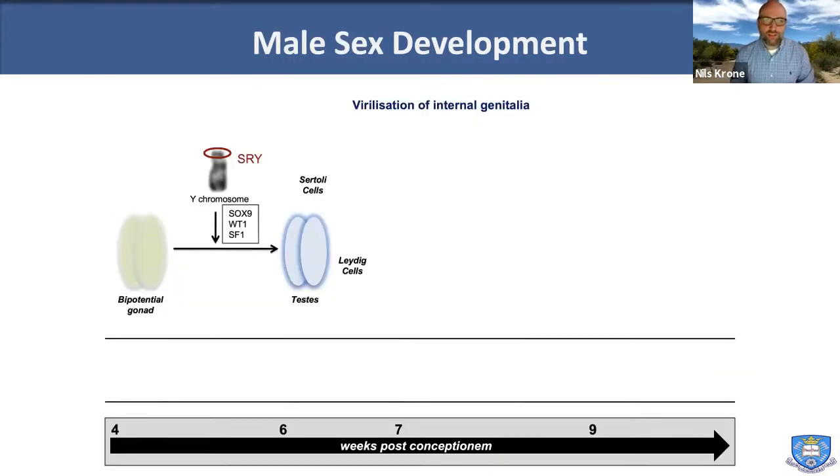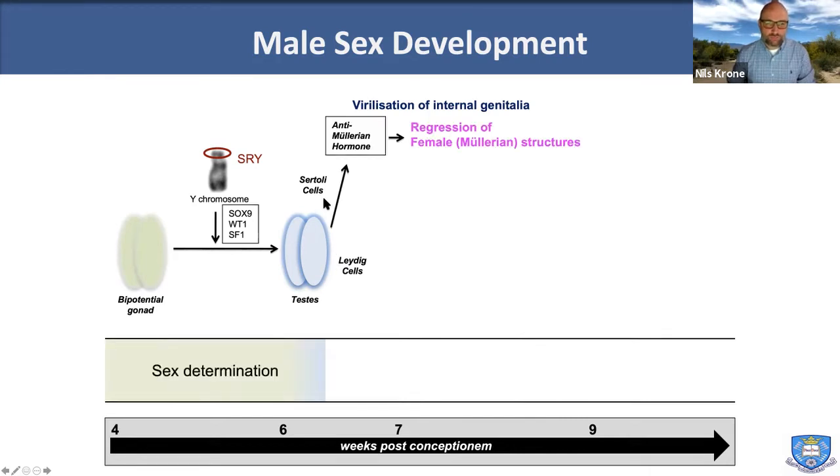Okay, if we have a look at male sex development, then this happens all very early on in life. And this is a simplification. I'm really sorry, it is a bit complicated, but I haven't invented it. It starts off very early on with a bipotential gonad, and under the influence of some transcription factors, and you need a Y chromosome or SRY and some other genes like SOX9, WT1, and SF1, we have the development of fetal testes with fetal Leydig cells and Sertoli cells. Now, this is sex determination. Then the fetal testes make anti-Müllerian hormone, and this leads to regression of the female or Müllerian structures.